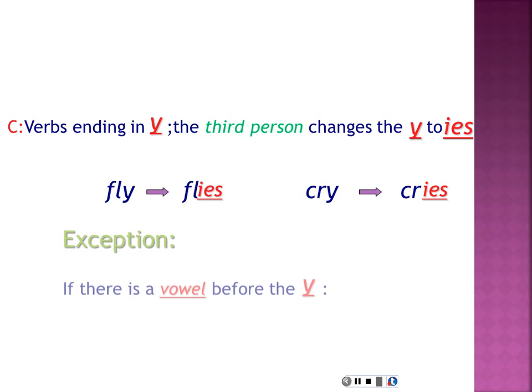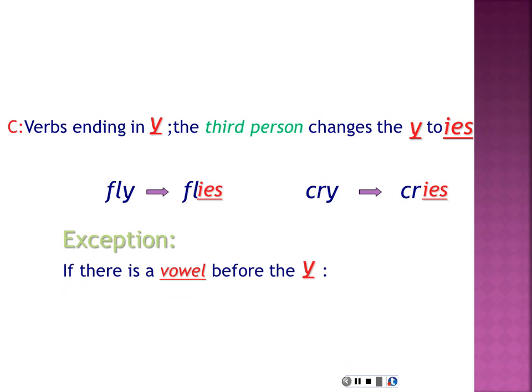The rule is if there is a vowel before the Y, we don't change it. إذا كان عندنا حرف صوتي قبل الواي التي تقع في نهاية الكلمة, we don't change the Y. What are the vowels? Do you remember the vowels? In English we have 5 vowels: A, E, I, O, and U. If one of them comes before the last letter which is Y in the verbs, we don't change Y into I.